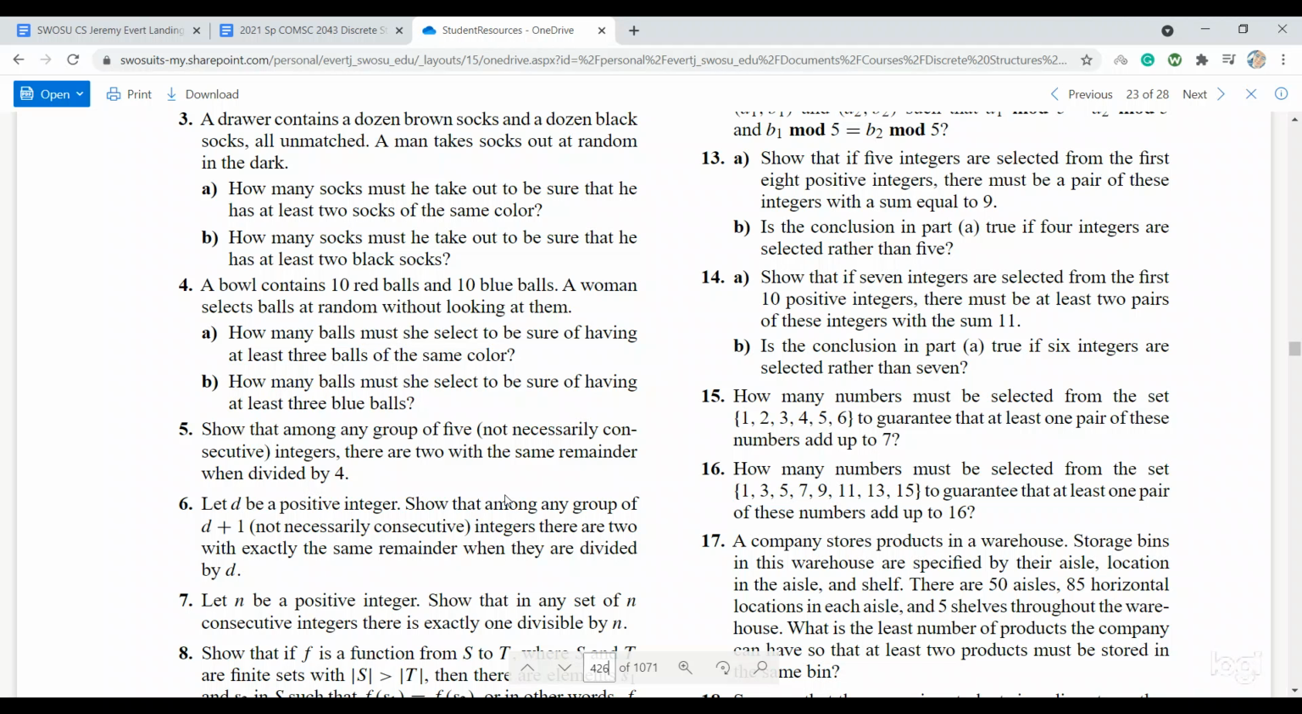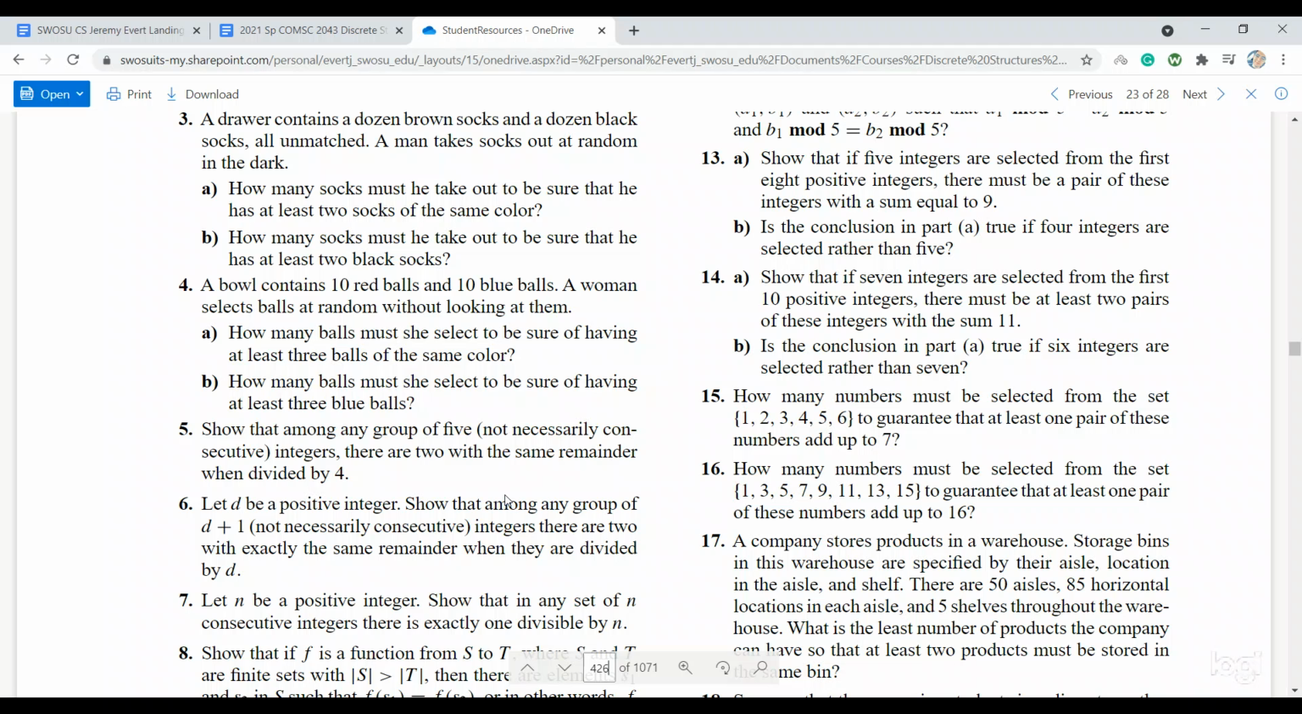Question 3 states, a drawer contains a dozen brown socks and a dozen black socks, all unmatched. A man takes a sock out at random in the dark. How many socks must he take out to be sure that he has at least 2 socks of the same color? B. How many socks must he take out to be sure that he has at least 2 black socks?